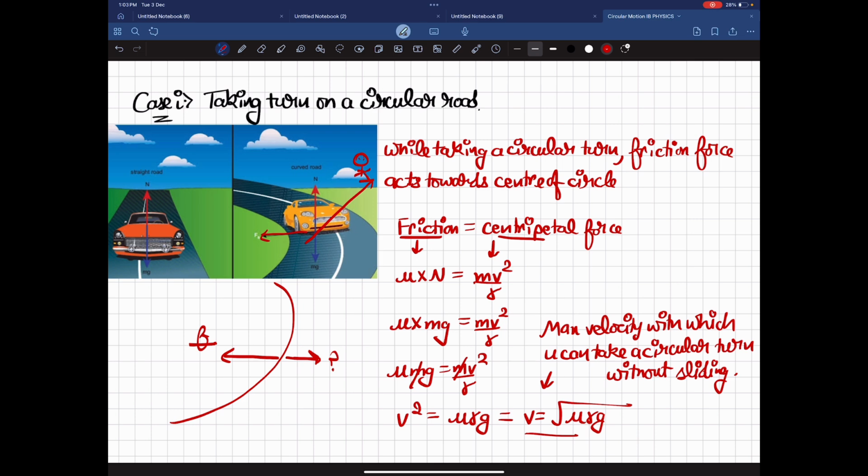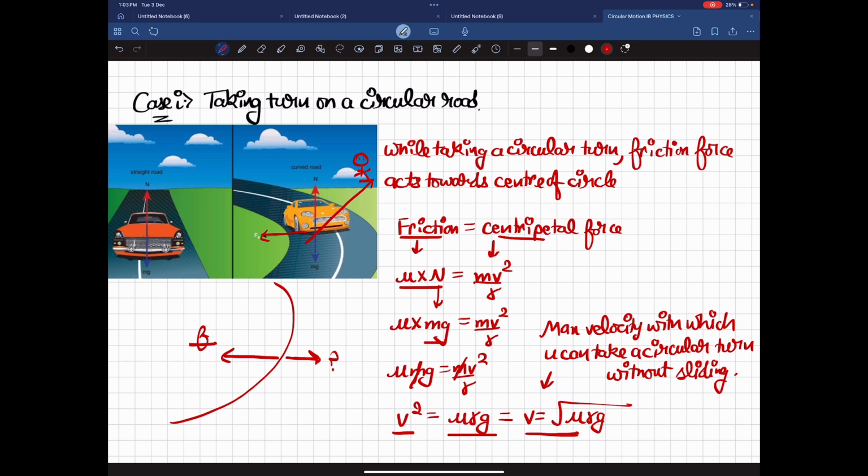Now, what is the formula for friction? It is mu times normal, coefficient of friction times normal, and centripetal force is mv square by r. What is normal? Normal is equal to mg, and this is equal to mv square by r. So from m, you can cancel the other m. Mu g is equal to v square by r. You rearrange it, you will get v square is equal to mu rg. So v is coming out to be root mu rg.